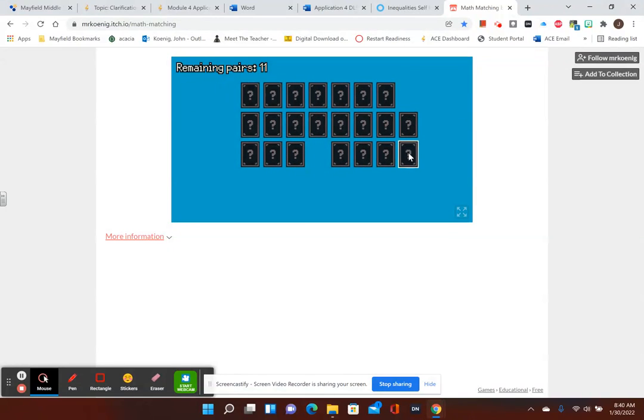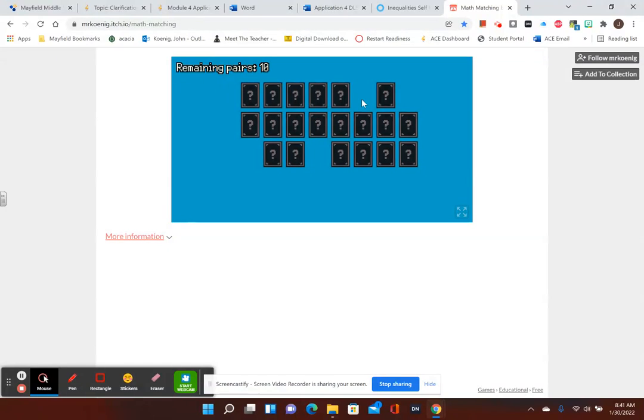All right, now let's see if I can. X is less than 9. So there's my graph. X is less than 9. X is less than 9. X is greater than -1. All right. X is greater than 4. X is greater than 4. There's a match. Okay, so that's what happens when you win or lose.